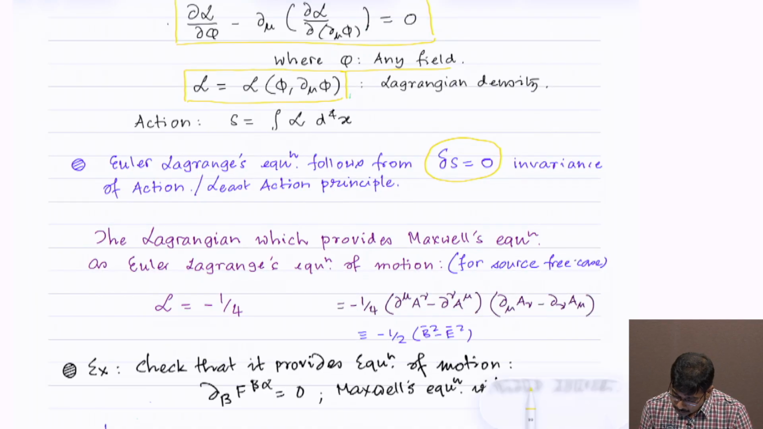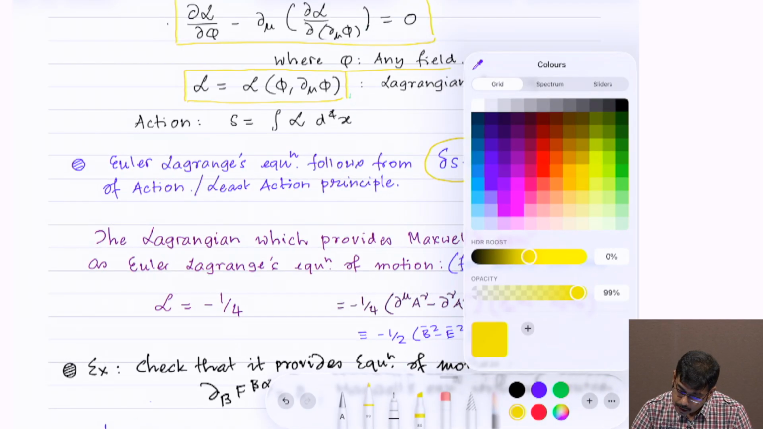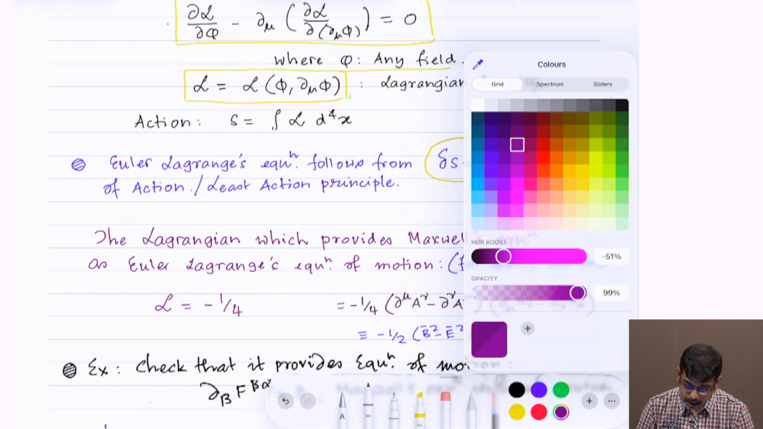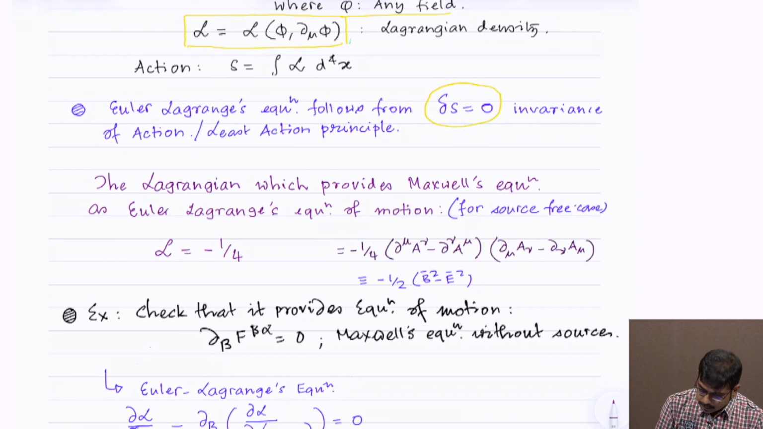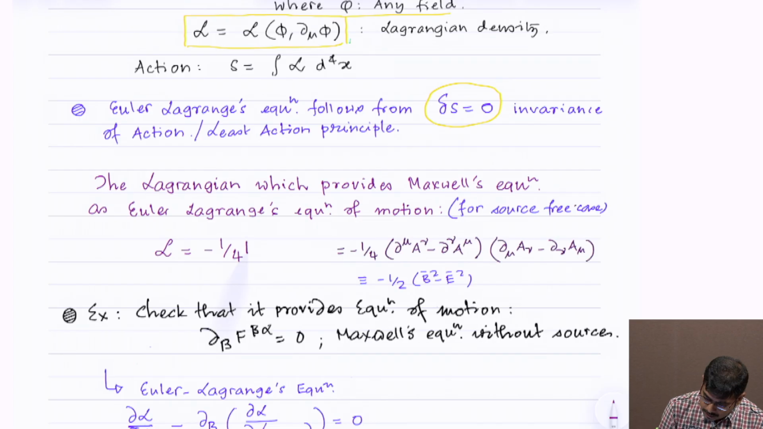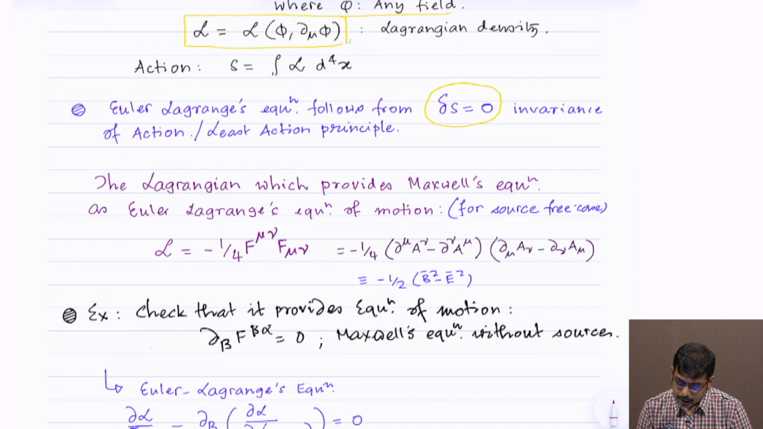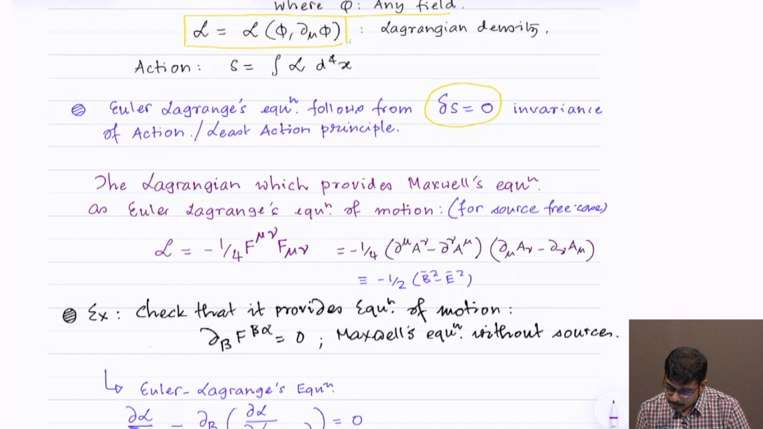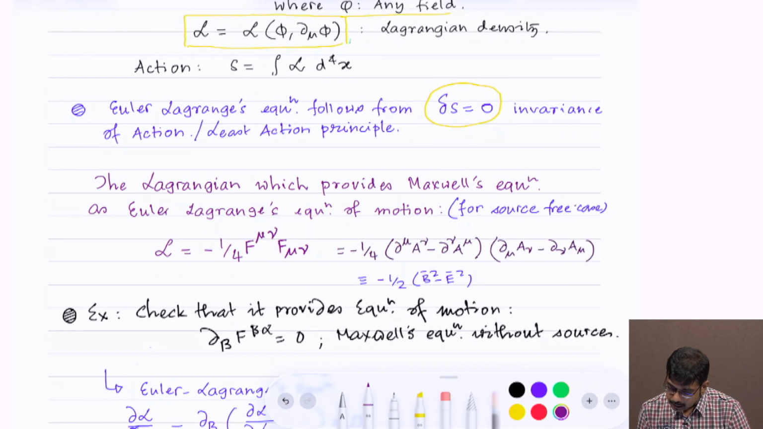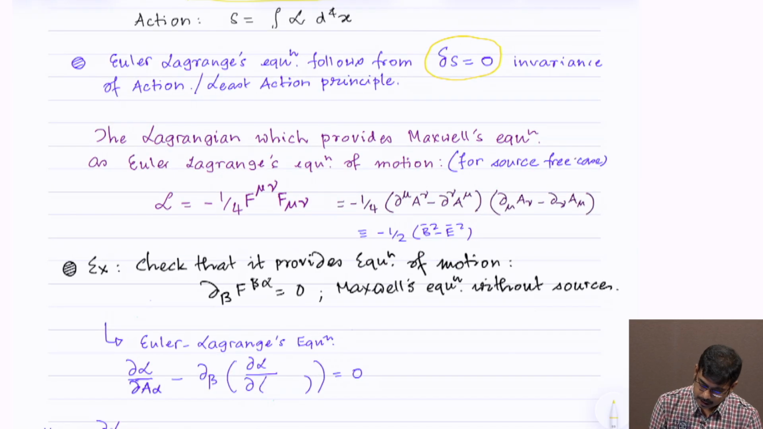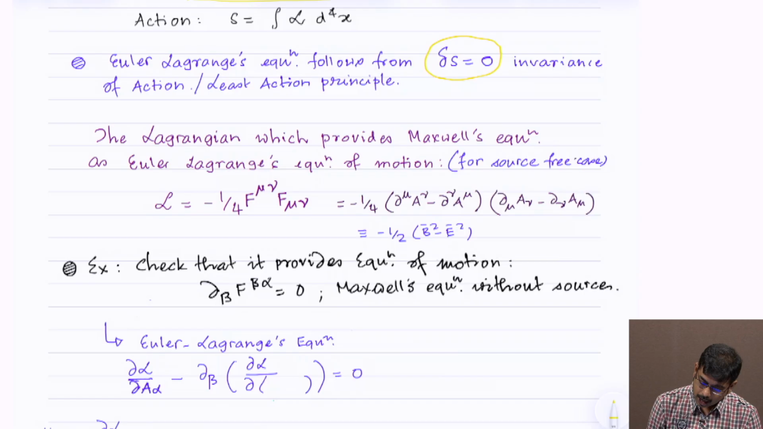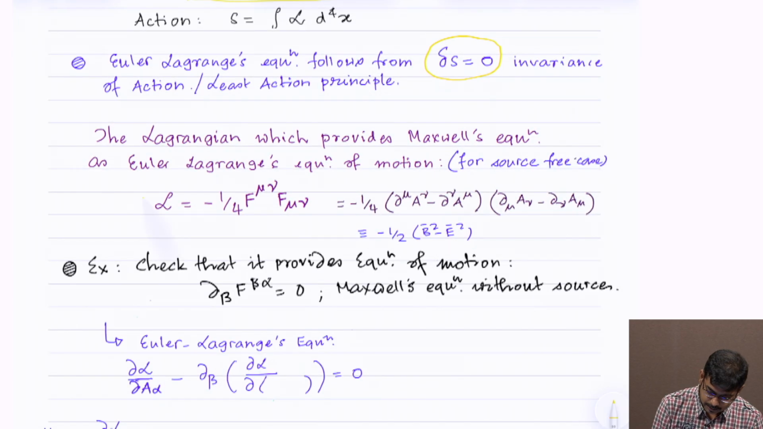Now, the question we would like to ask is: what is the corresponding Lagrangian that we can write for the electromagnetic field, or electromagnetism? My answer is that the Lagrangian takes the form −1/4 F_μν F^μν, which is −1/4 (∂_μ A_ν − ∂_ν A_μ)(∂^μ A^ν − ∂^ν A^μ). If you do this matrix multiplication, this roughly comes to 1/2 (B² − E²).